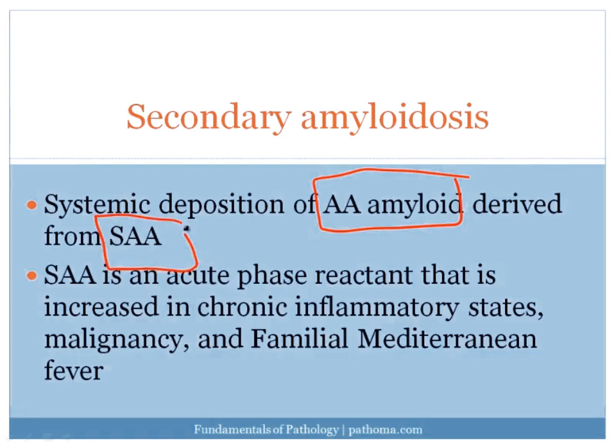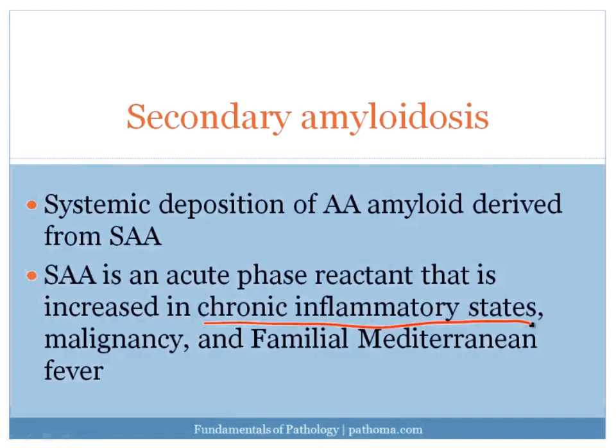Now let's go back and remind ourselves that SAA, the protein SAA, is actually an acute phase reactant. So that anytime there's inflammation, there's an increase in SAA. And the SAA can be converted to AA amyloid, and the AA amyloid can deposit within tissues, creating amyloidosis. Now, if SAA is an acute phase reactant, then we can derive from that secondary amyloidosis is going to be related to circumstances where there is chronic inflammation. So, for example, if the patient has a chronic inflammatory state, that can result in secondary amyloidosis.